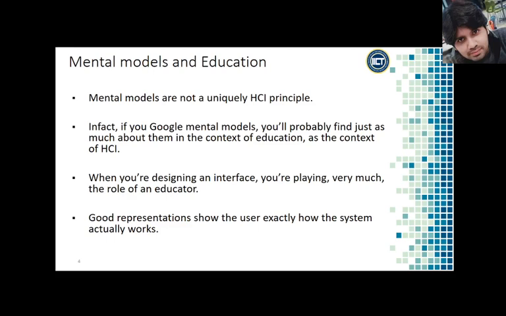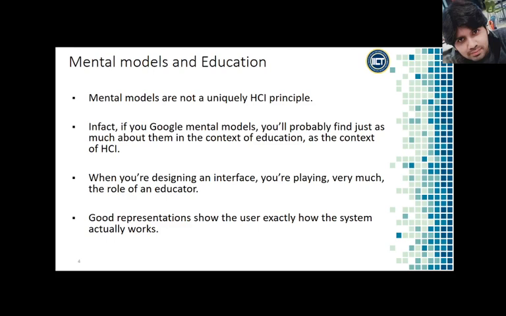But in order to provide the representations, we have to know what the user is actually thinking, what is the conceptual model of that particular user. So that's actually a very useful analogy to keep in mind. Your goal is to teach your user how the system works through the design of your interface.